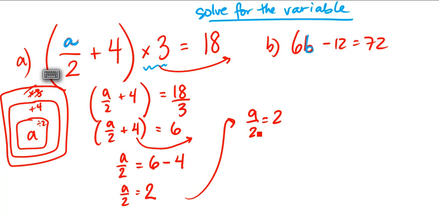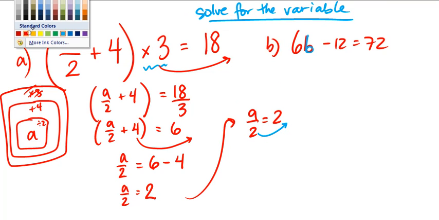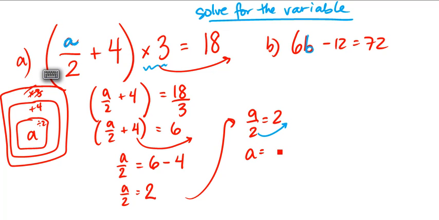And now I'm going to move this divided by 2 to the other side. When you move a division to the other side, it becomes a multiplication. So this becomes now times 2. a is equal to 2 times 2. a equals 4. How can I check my work?